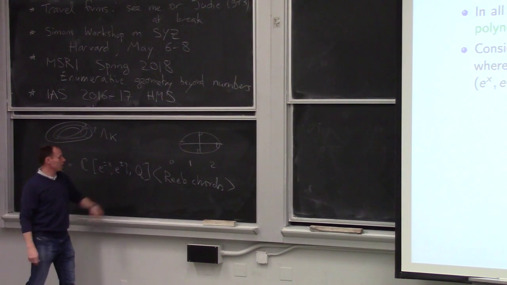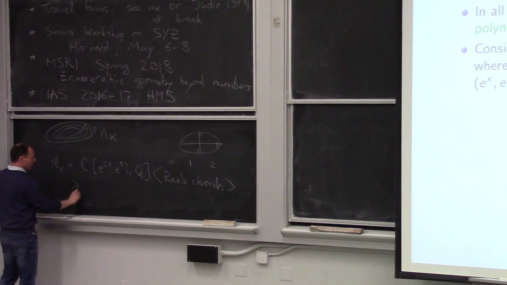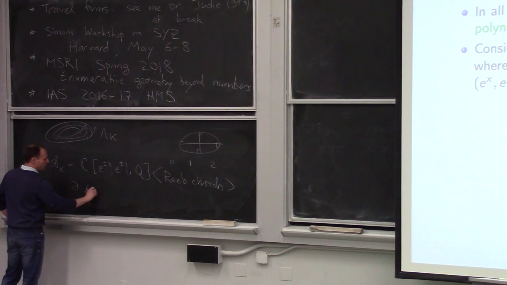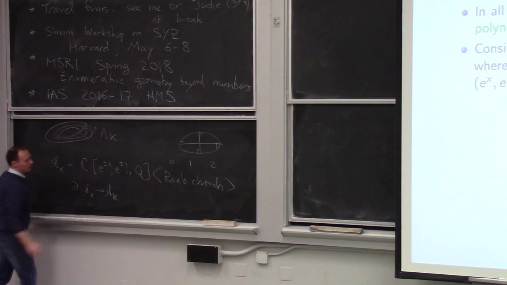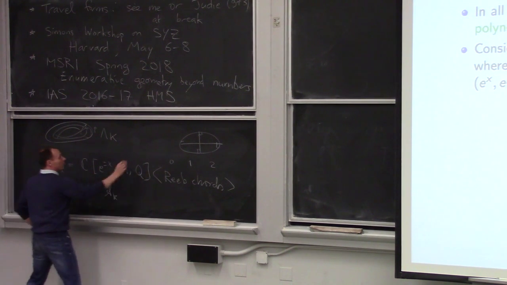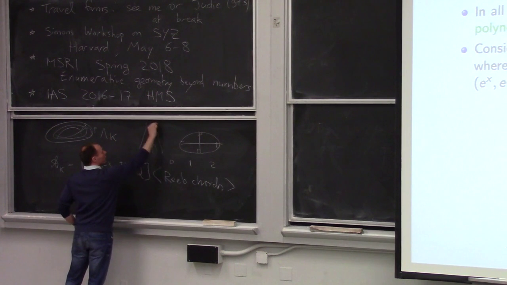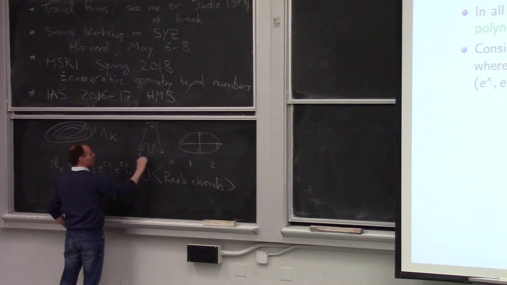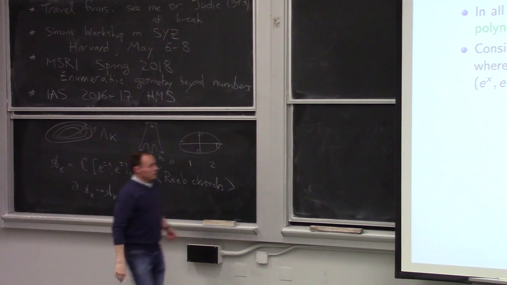So that was our algebra, and there was a differential on it that counted holomorphic curves. The differential basically counted holomorphic curves like this, with one positive end and several negative ends. Okay, so that was the DGA.